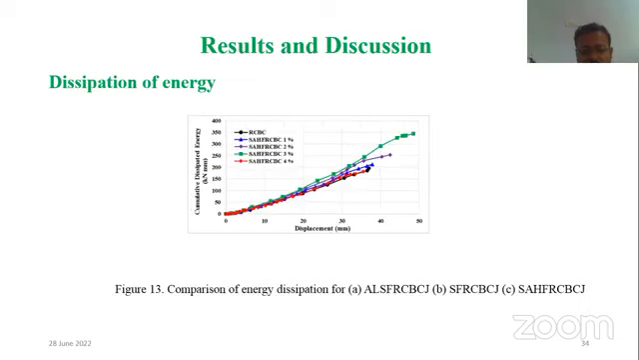Here we can see the comparison of energy dissipation. The first figure explains the areca leaf sheath fiber. The next figure, B, explains the steel fiber reinforced concrete beam column joint, and this figure explains the hybrid fiber reinforced concrete beam column joint, the steel areca hybrid fiber beam column joint. For all cases, we can see 3% is the optimum. At 3%, it is dissipating maximum energy. When it releases the maximum energy, the damage will be more.